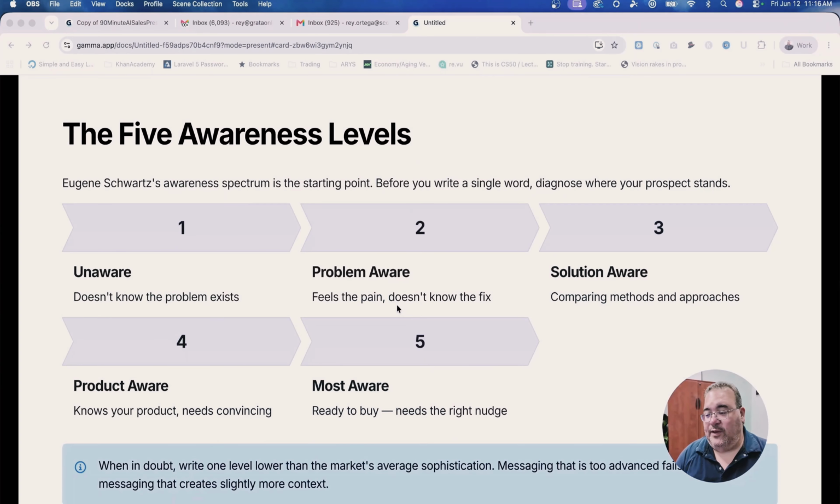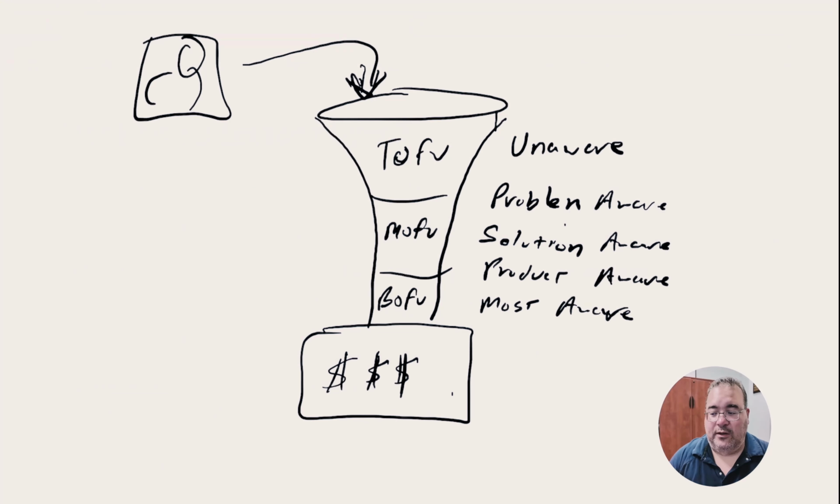So let me just recap on this. Again, we have the 5 awareness levels, right? We have the unaware, problem aware, solution aware, product aware, and then most aware, right? So we have those 5 levels, and then each of those levels requires to put them into a funnel. And that's where we go top of funnel, middle of funnel, bottom of funnel, down to making money, right? And that's the awareness level: unaware sits at top of funnel, problem aware between top and middle, solution aware is totally middle, product aware is middle to bottom of funnel, and then most aware is the bottom of funnel.